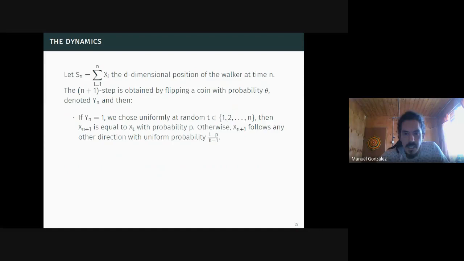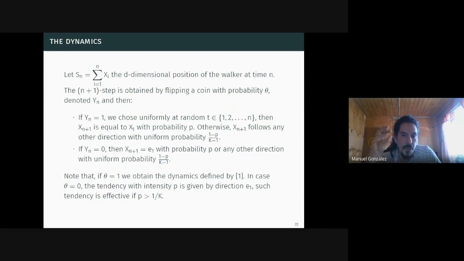Okay, then p is the probability to do the same, and any other direction is chosen uniformly. And if you flip the coin for the auxiliary variable and it is zero, you don't look to the past, and you choose some direction arbitrarily. This is what I call the tendency. For instance, I fix the first direction, to the right. Then this direction is chosen with probability p, and any other direction with the same probability (1 minus p) over (K minus 1). Then I call it a tendency. The tendency you choose a priori, arbitrarily, any of the directions, and the parameter p is associated to this direction. The other directions are equally likely.